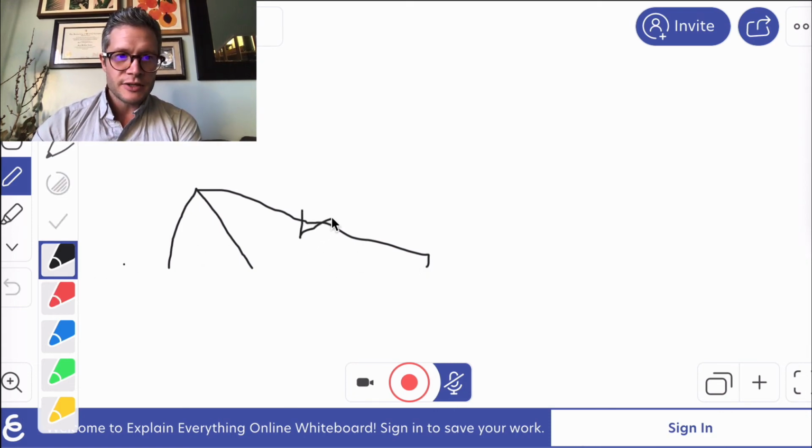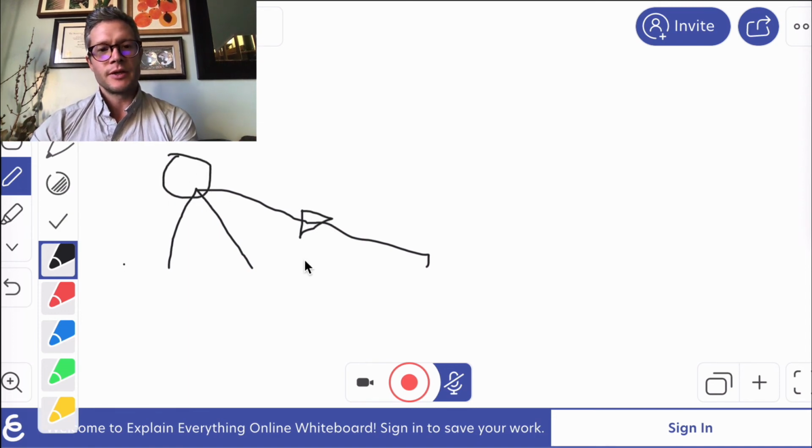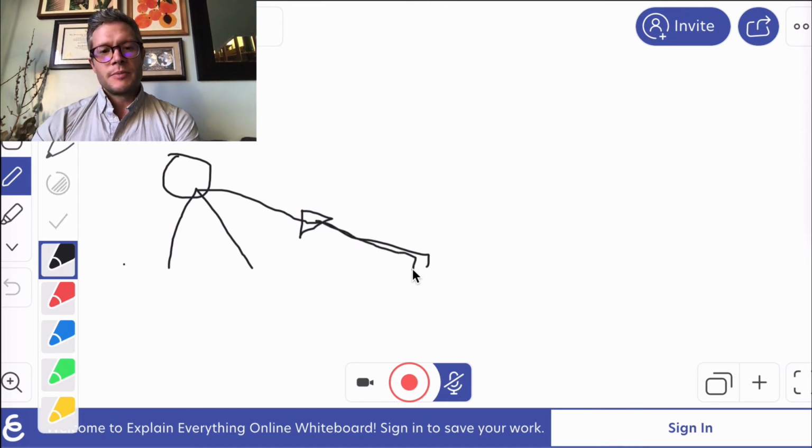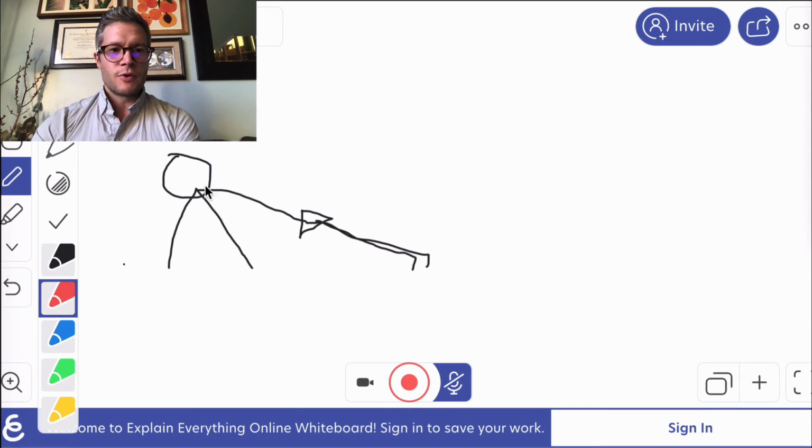This here, this triangle, that's your pelvis, okay? And we'll obviously make a nice circle for a head. There you go. So it's kind of a side view of your push-up. But again, you really are looking for this to be a straight line.